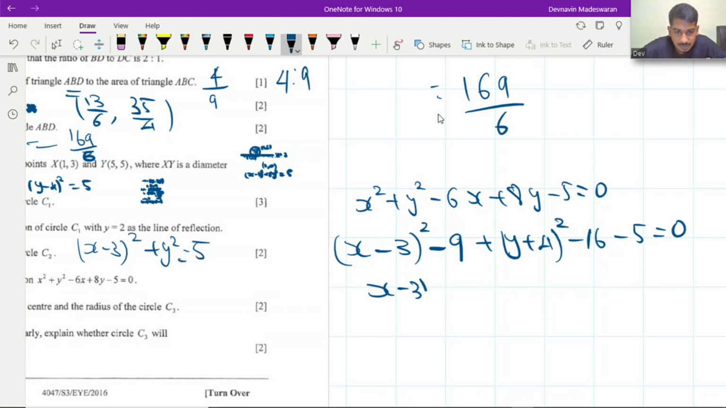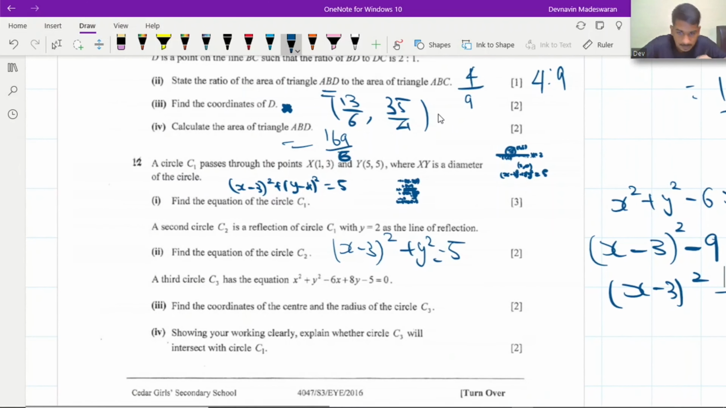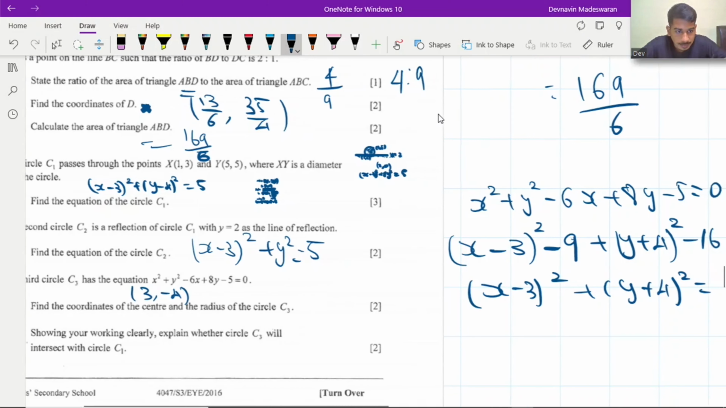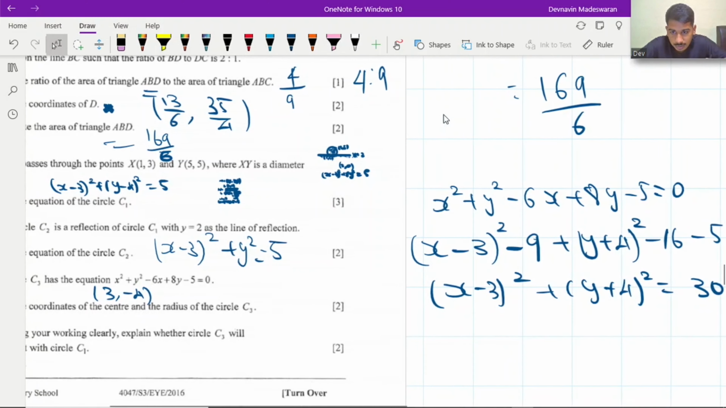So it's going to be (x minus 3) squared plus (y plus 4) squared equals, move it over, 9 plus 16 plus 5, which is 30. We got it into standard form. Find the coordinates of the center. It's going to be (3, negative 4). And then the radius is going to be square root 30.